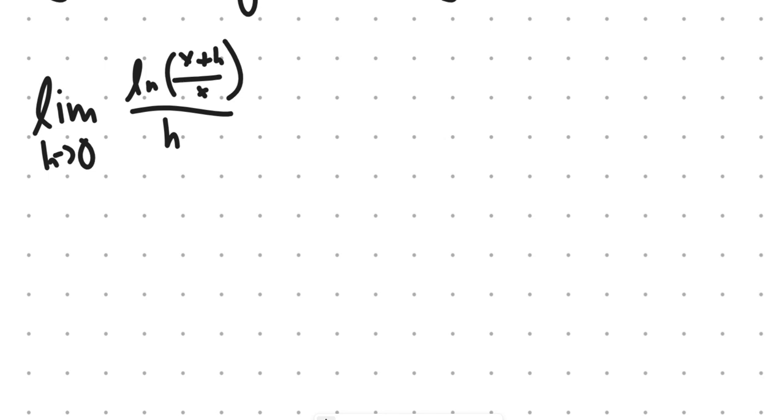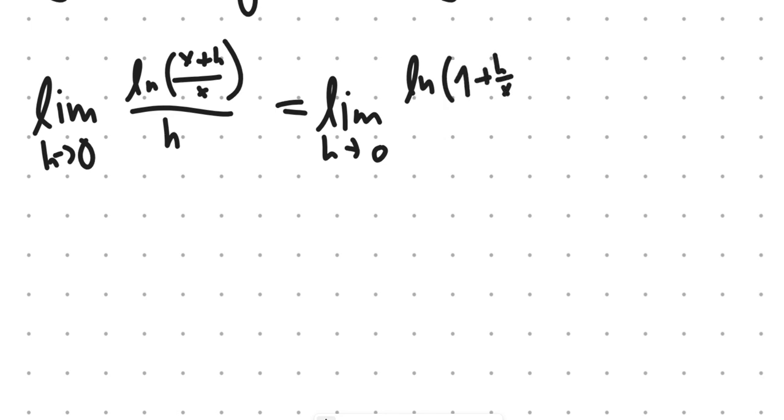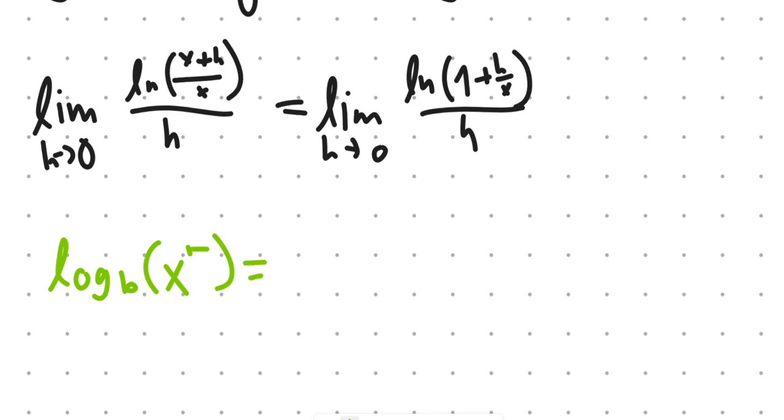Okay? Now, since we can use the properties of dividing up the fraction into two partial fractions, we can say that we have the limit as h approaches 0 of ln of 1 plus h over x, divided by h. Okay, now we also have another property of logarithms. When we take the logarithm base b of, let's say, x to the rth power, it will be r times log base b of x. The proof is in another video, you'll see it.